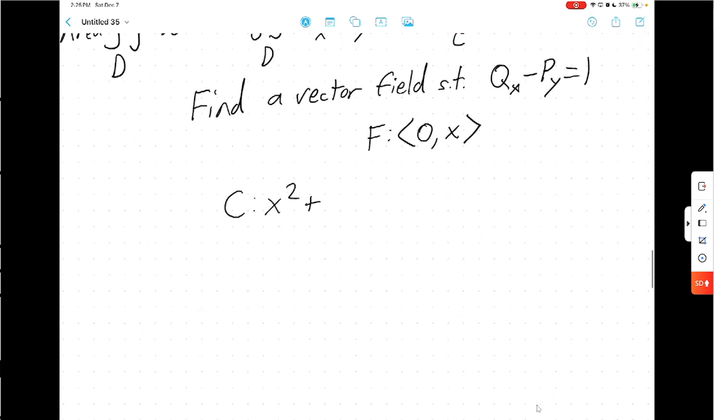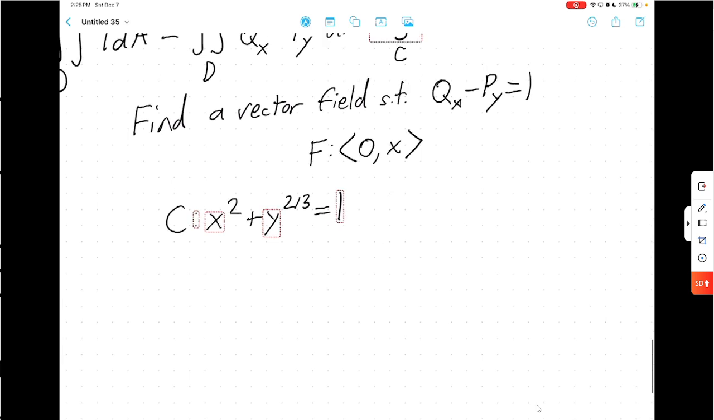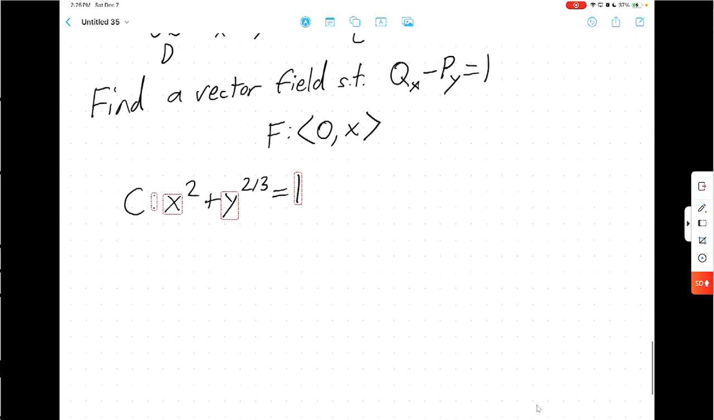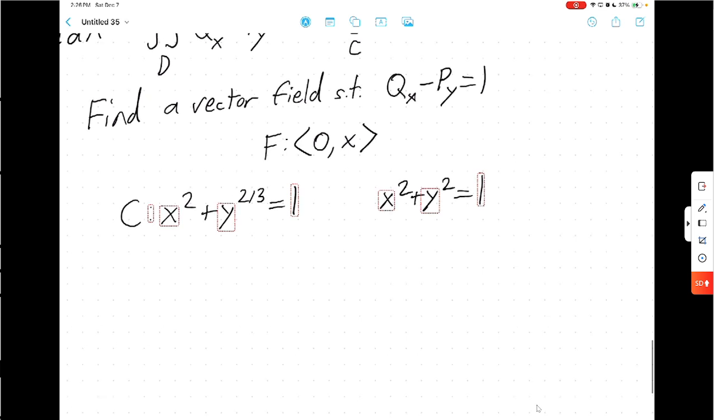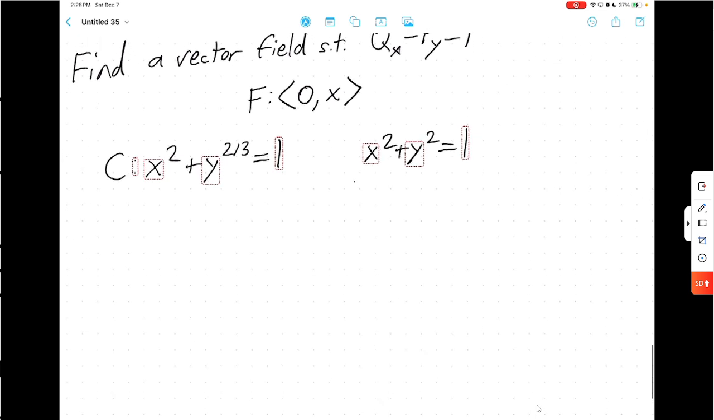So here we need to parameterize x squared plus y to the 2/3 is equal to 1. The idea with parameterizations like this is to find the closest thing to it that you do know the parameterization of, and convert from one to the other. In this case, this looks incredibly close to x squared plus y squared is equal to 1, except instead of y being squared, it's y to the 2/3. And I know x squared plus y squared equals 1 is parameterized with r of t equal to cosine t, sine t.